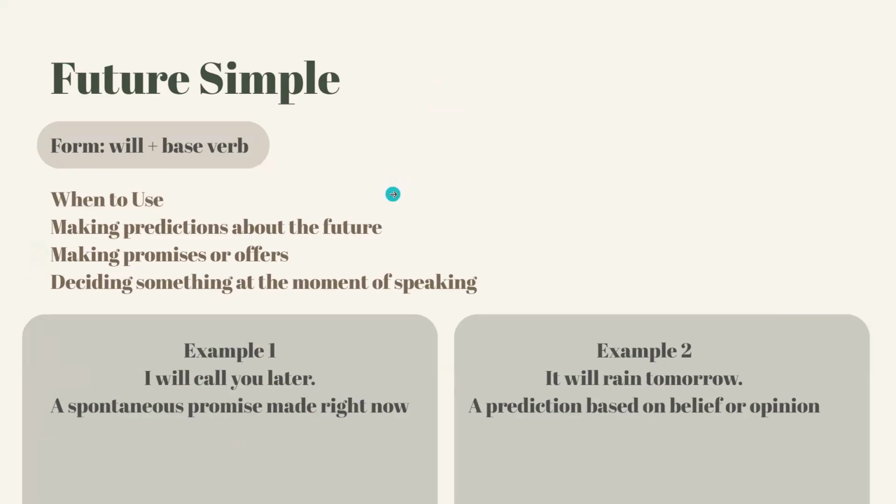Future simple tense's form is will plus base verb, and we use future simple for decisions and predictions. Let's give an example. I will call you. It's a decision that is made at the moment of speaking. Very easy. Let's continue on.